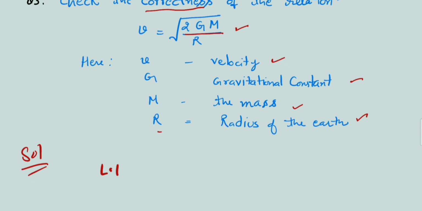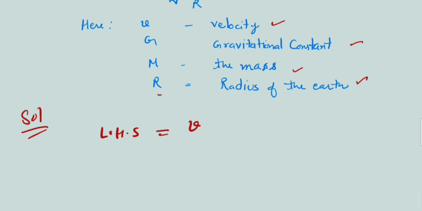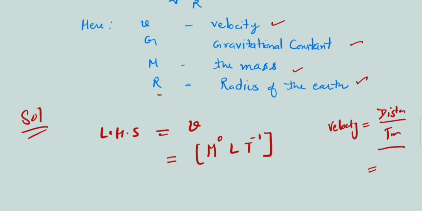Let me take the left hand side. So the left hand side is equal to v. So we know that v is the velocity. So the dimensional formula for velocity is M^0 L T^-1. If you remember, then it's good, otherwise you can derive the dimensional formula for velocity from its formula, and we know the velocity is equal to distance divided by time. So from here you can find the distance dimension is L, and for the time it is T^-1. So this is the dimensional formula for the velocity.